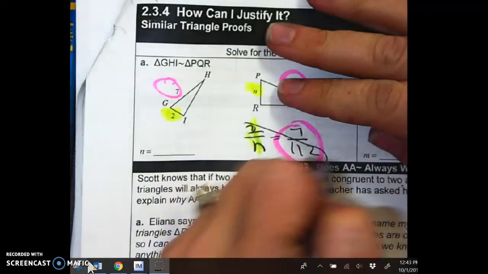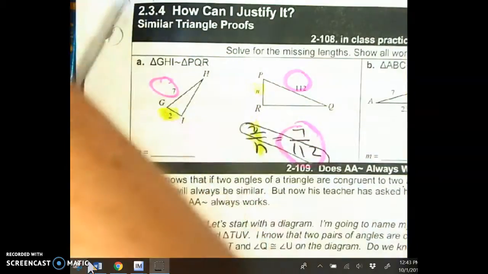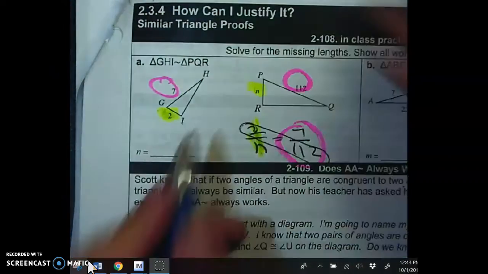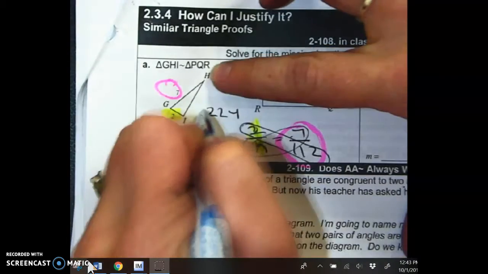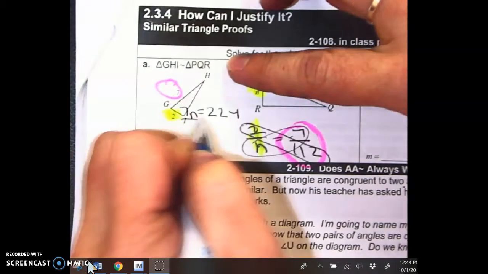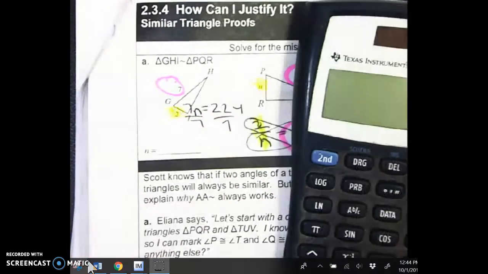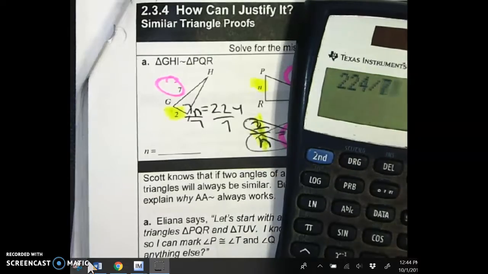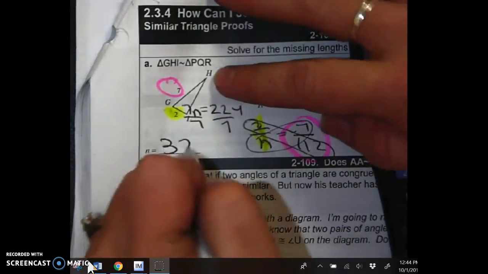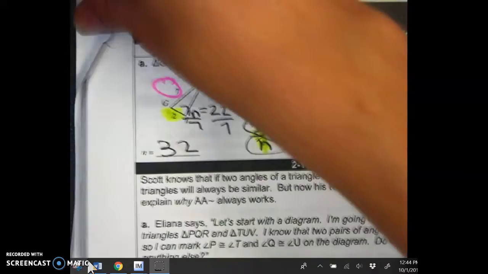And now I make an x, multiply what touches. And then 2 times 112 is 224 equals 7n. Divide by 7. 224, I think it's 32. Yep, I get 32. Now I want to show you, you could have set this up differently.